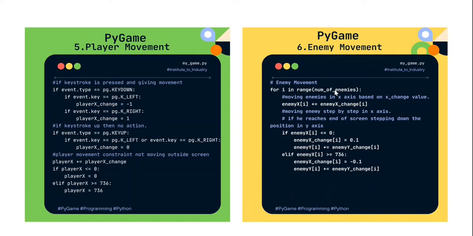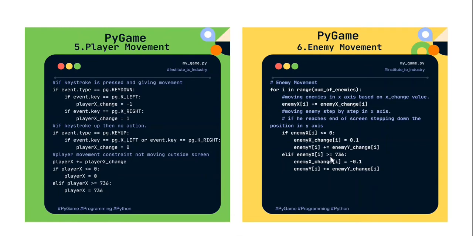So I'm going to iterate over all six enemies. In the previous screen we created six enemies, so all six enemies we are going to loop through. We are going to start from if it is lesser than or equal to 0, then we are going to move the enemy in the x direction one by one.